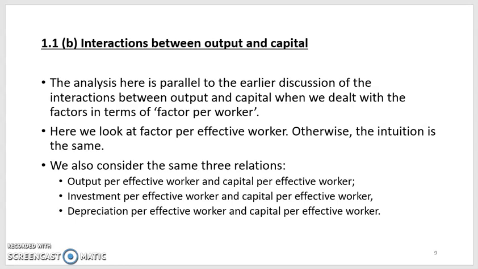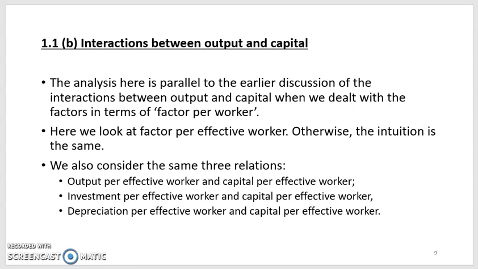relations. Relation 1 was the relation between output per worker and capital per worker, the second was the relation between investment per worker and capital per worker, and the third was a relation between depreciation per worker, which we said was equivalent to the investment per worker needed to maintain a constant level of capital per worker, and capital per worker. So the dynamics of capital per worker, and by implication output per worker, were determined by the relation between investment per worker and depreciation per worker.